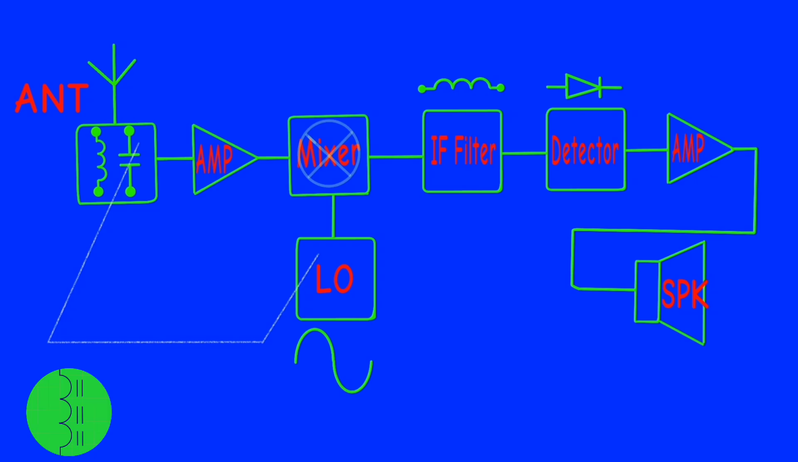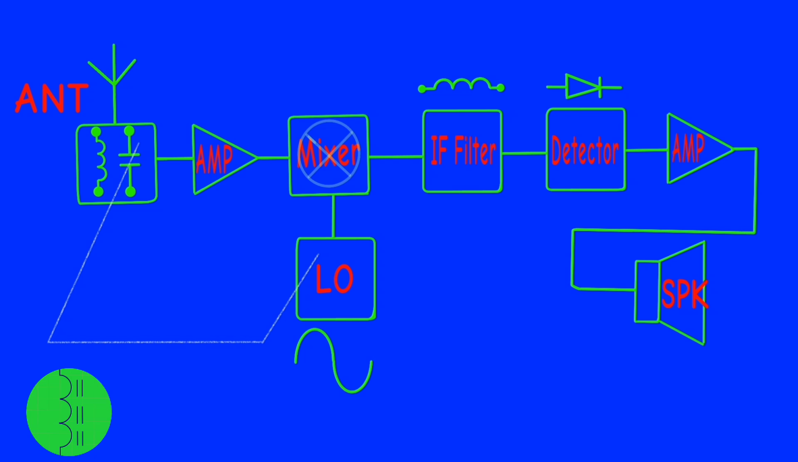6. Demodulator: extracts the original audio or information from the modulated signal. 7. Audio amplifier: boosts the demodulated signal to a level suitable for output. 8. Speaker: converts the audio signal into sound.